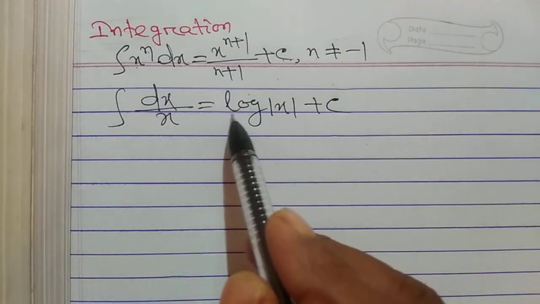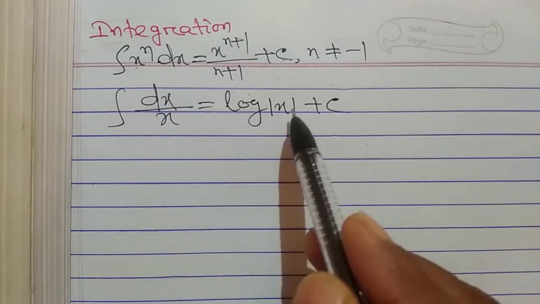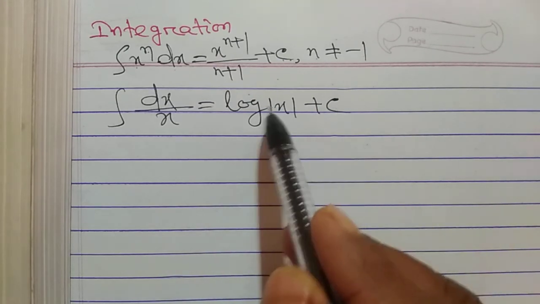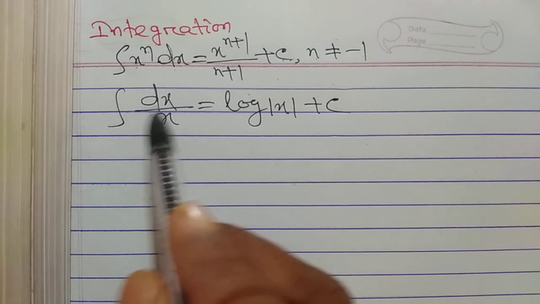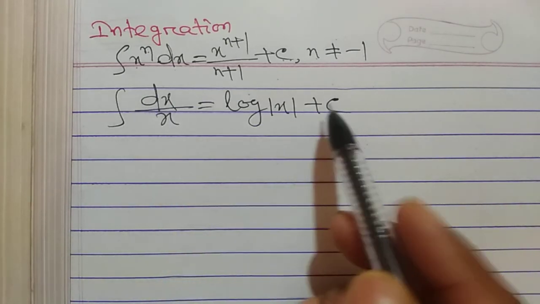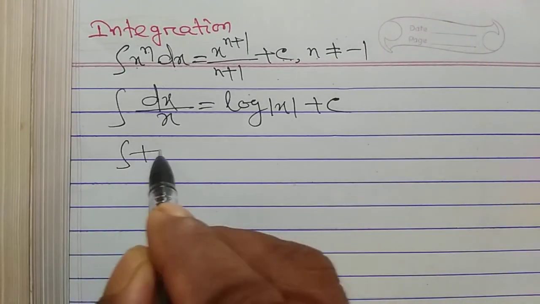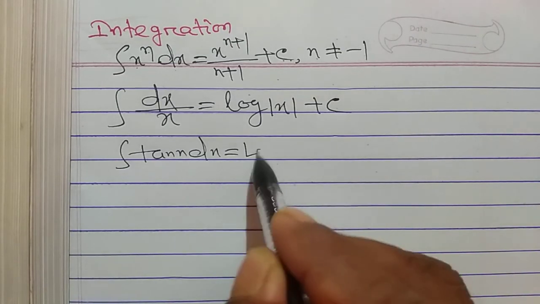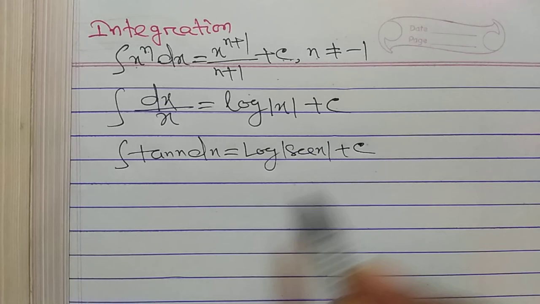Also, since the derivative of log x plus c with respect to x is 1 by x, the integration of 1 by x dx, that is integration of dx by x, is equal to log x plus c. And now the integration of tan x dx is equal to log of sec x plus c.